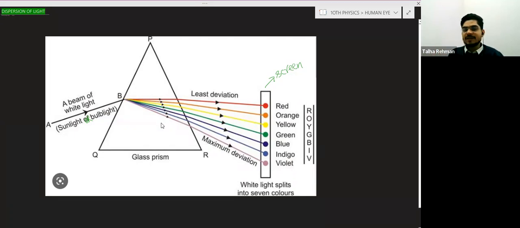So basically, white light is made up of 7 colors, so 7 colors will be traveling in the glass prism. All the 7 colors will have different speed, and that is why they have different amount of refraction or different amount of deviation. That is why there is a least deviation for the red color and the maximum deviation for the violet color.